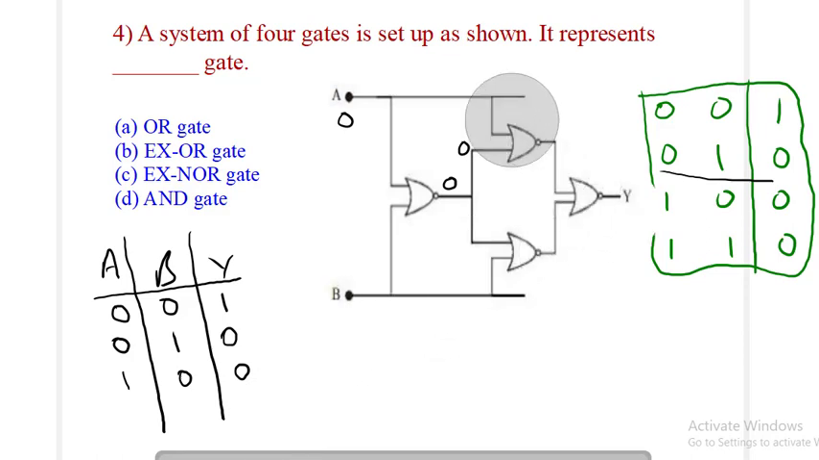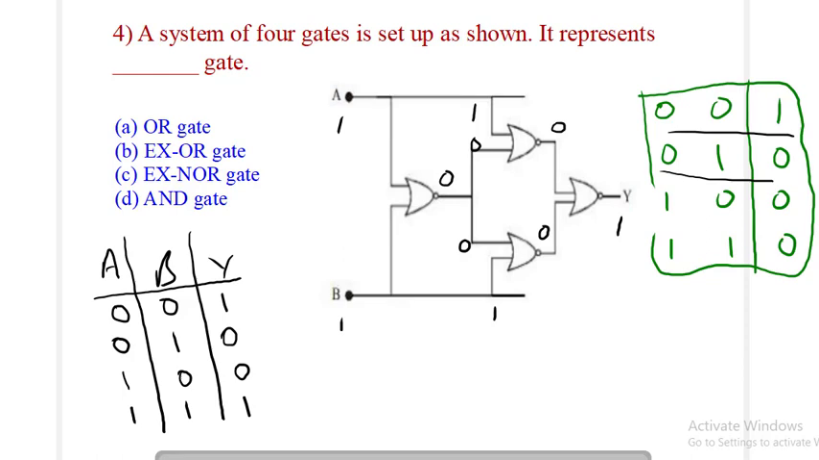So what happens for the last case when both the inputs are 1 1? This is 1 and this is also 1. For a NOR gate, when both the inputs are 1 1, the output becomes 0, so this becomes 0. This 1 comes here and this 0 comes here, this 0 comes here, this 1 comes here. So 1 0 input makes this 0, 1 0 makes this 0, and when both the inputs are 0 0, you can see the output is 1.